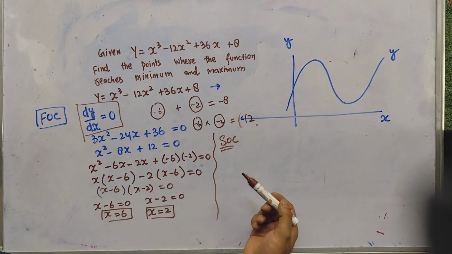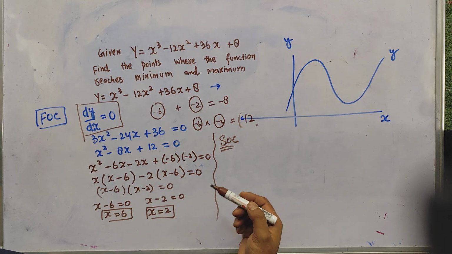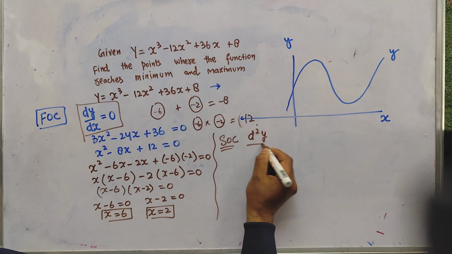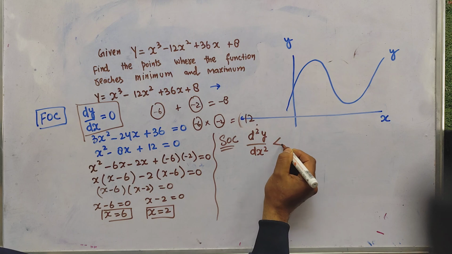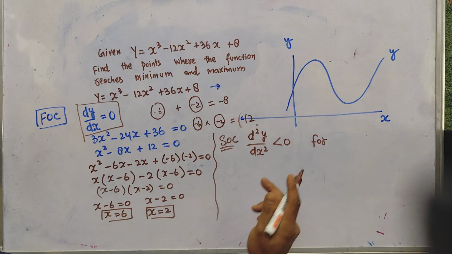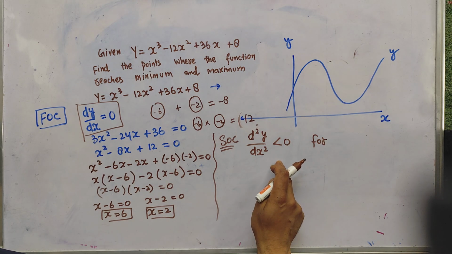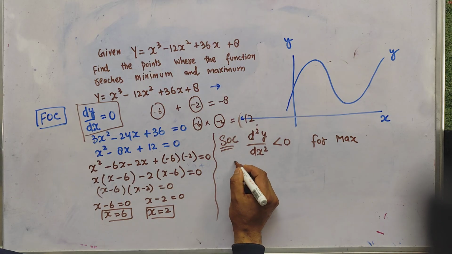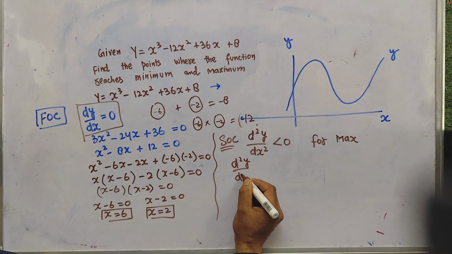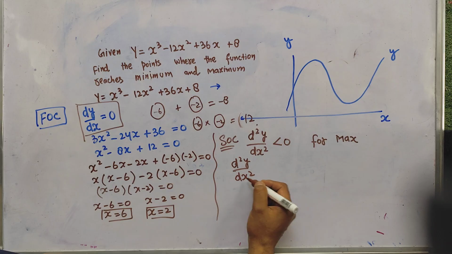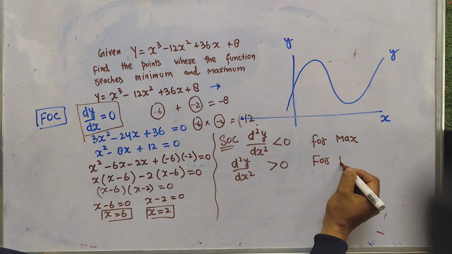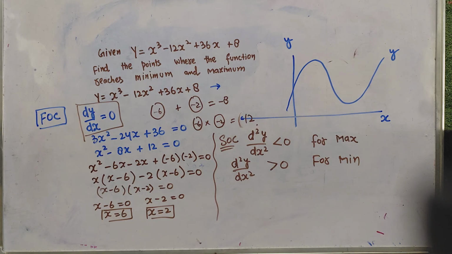at the point where the slope is equal to 0, d square y upon dx square should be less than 0, or the slope should be decreasing, a negative slope. Okay, that is the condition for a maximum, and when we evaluate d square y upon dx square at the critical points, it should be greater than 0 for a minimum. Okay, now let us take it one by one.